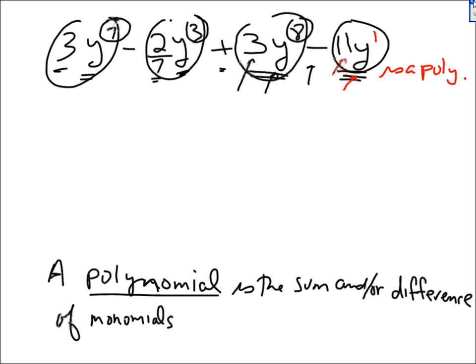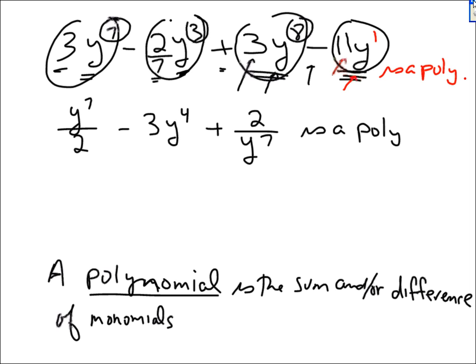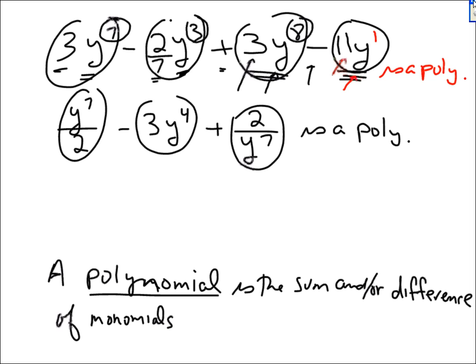Now, suppose you have y to the 7 over 2 minus 3y to the 4 plus 2 over y to the 7. This is a polynomial because each of these has to be monomials. The first one is: dividing by 2 is the same as multiplying by a half. This is 1/2 times y to the 7. Here's my number, here's my variable, here's my allowable exponent. Here's my number, here's my variable, and here's my allowable exponent.